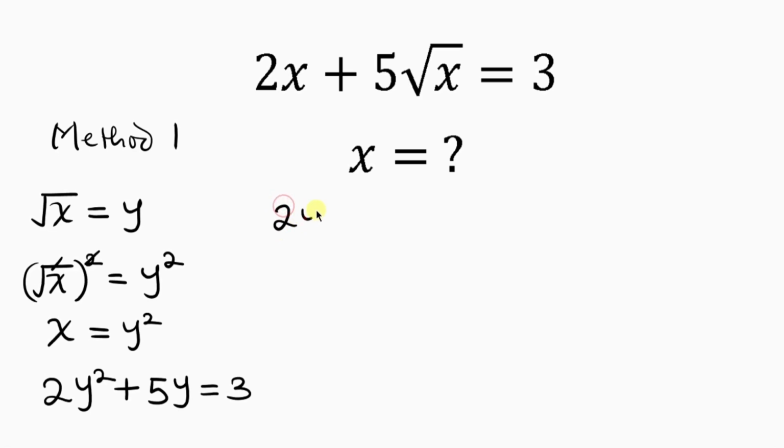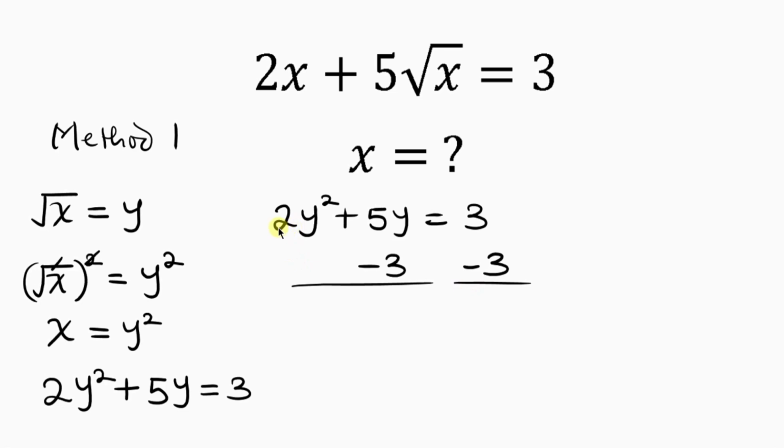So we have 2y squared plus 5y equal to 3. I'll subtract 3 from the left, and I'll also subtract 3 from the right, so that we have on the left 2y squared plus 5y minus 3, equal to, on the right hand side, 3 minus 3 cancels out, which is 0. So we have a quadratic equation, and we're going to be using the factorization method to solve this.